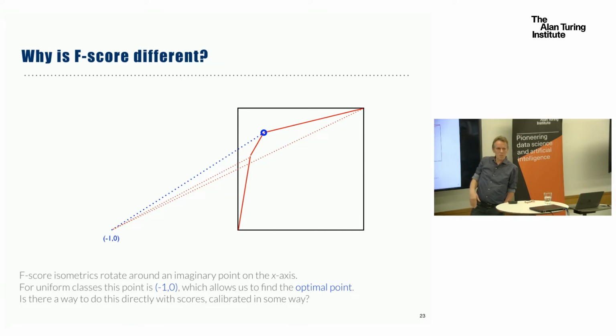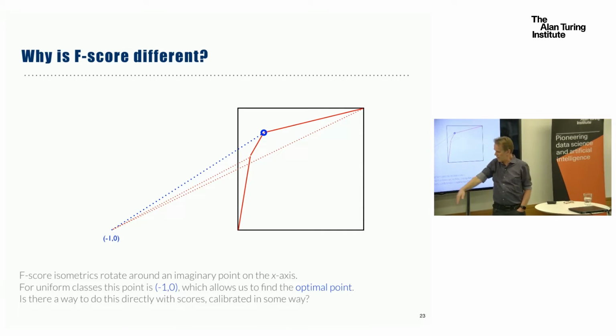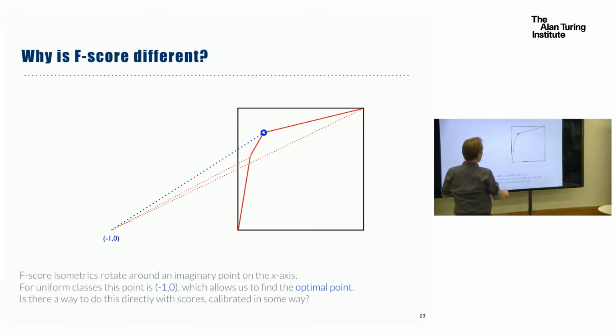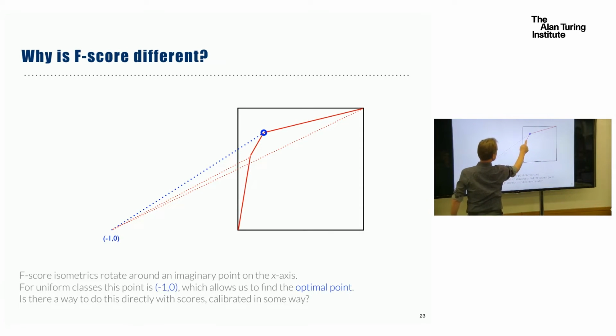F-score isometrics behave differently. They rotate around an imaginary point outside of ROC space, and that point depends on the class distribution. So for instance, this point has this F measure isometric, this point has this F measure isometric, and this point has this F measure isometric, and we want to be as high up as possible. So in this situation, this would still be the optimal point.